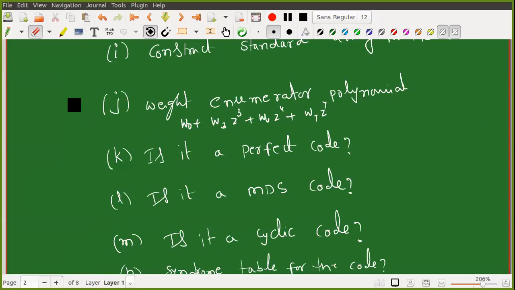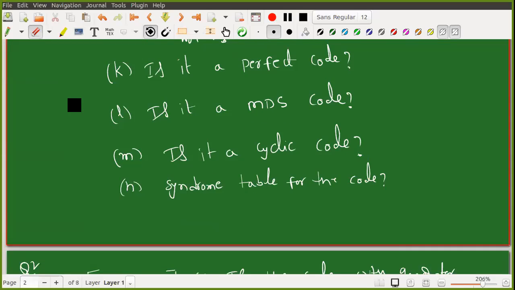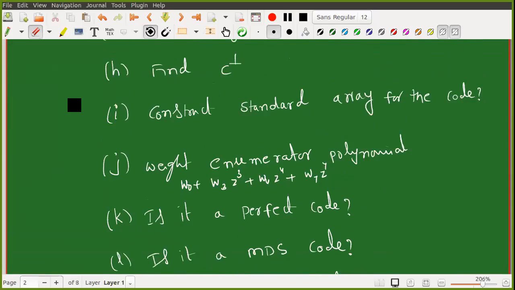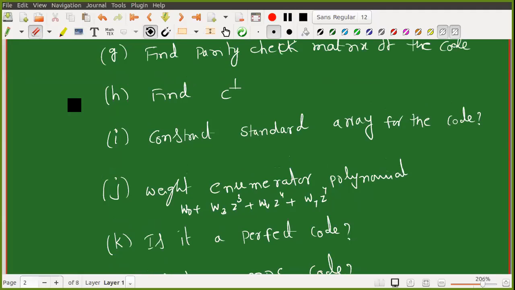So you know that in the previous class it was checked that it is a perfect code, it is not an MDS code. Is it a cyclic code? Can you check your code and see that? I am not going into the syndrome table and all now. Has any one of you computed the standard array for this code? Pranita, have you computed a standard array for this code? Aditi, have you computed it?